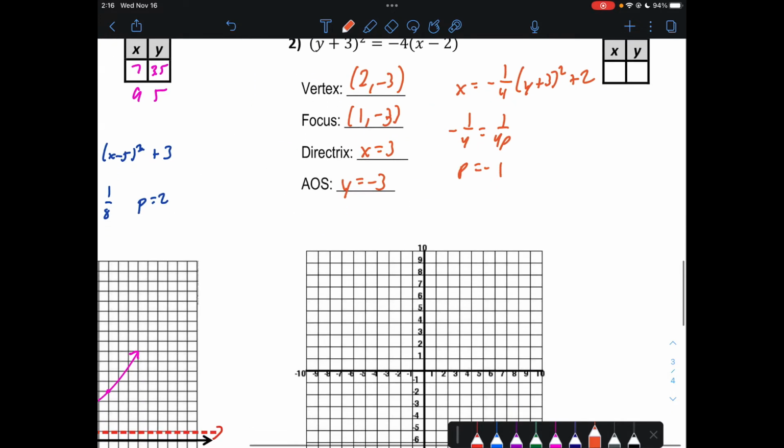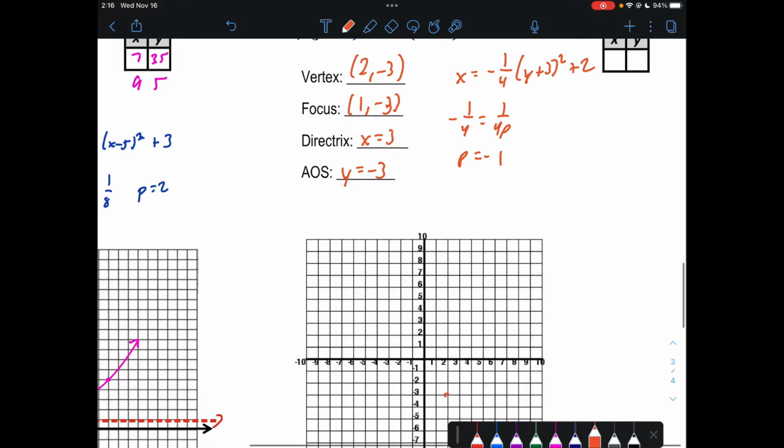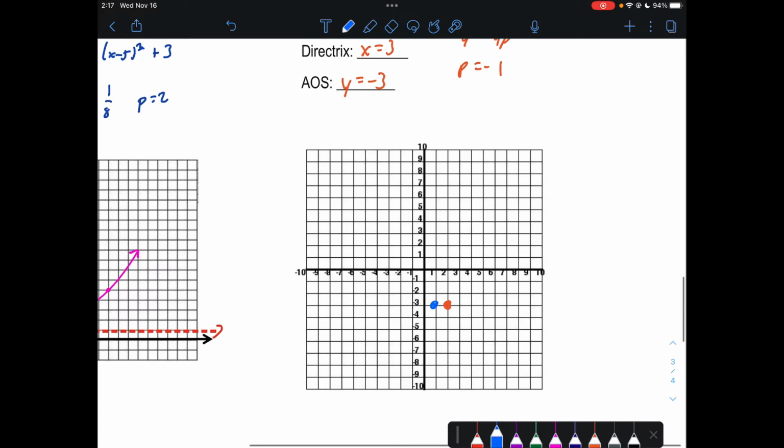All right, so let's plot what we have. We have the vertex at 2, negative 3. The focus at 1, negative 3. My directrix at x equals 3. My axis of symmetry at y equals negative 3. And remember, those two lines need to be dashed.